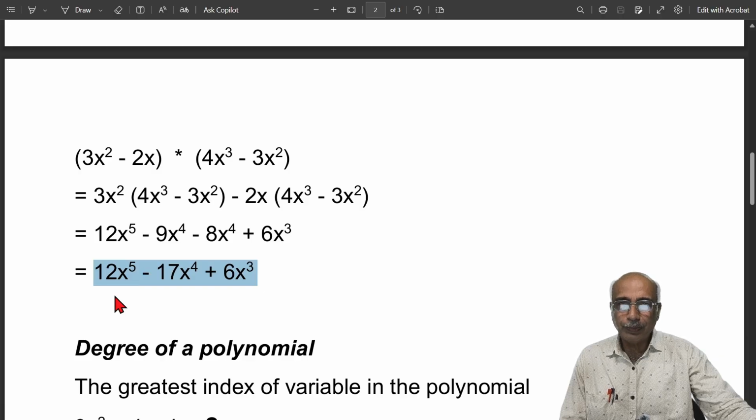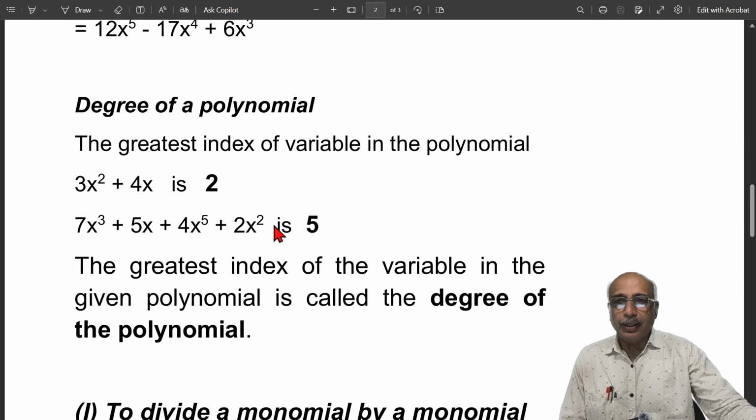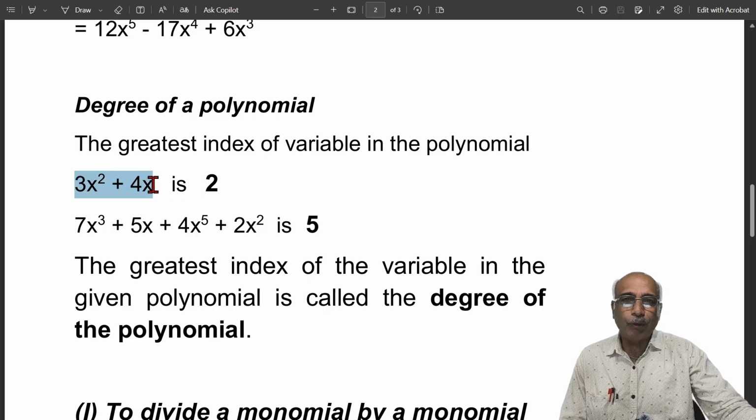Another term in this topic is given as degree of polynomial. The greatest index of the variable in the polynomial. For example, here 3x square plus 4x is 2. Your greatest index is 2 raised to power. So here it is 2. So the degree of this will be 2.